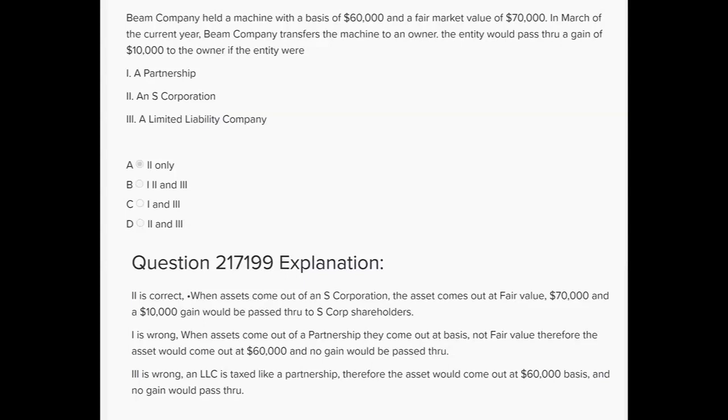What about if this were a limited liability company, an LLC? Nope, an LLC is taxed like a partnership. Therefore, the asset would come out at basis and no gain would pass through. What if this were a C-Corp? Then there would be a $10,000 gain to the C-Corp. But here, the answer would be 2 only. Just an S-Corp out of these 3 would pass through a gain of $10,000 when this appreciated asset gets transferred from entity to shareholder.